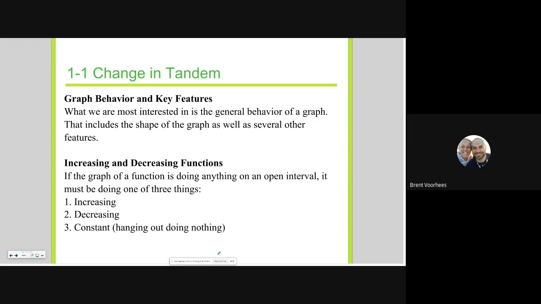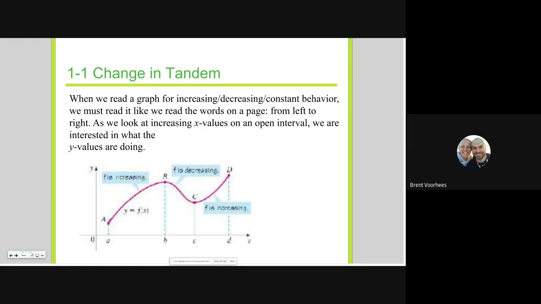All right, so some behavior key features. When we look at a graph, there are going to be some key features. Specifically, the graph might be increasing, decreasing, or constant. So let's talk about that now. A graph is increasing if, as you look left to right, the graph is going up. It's decreasing if, as you look left to right, it goes down. If it's flat, it would be considered constant on an interval. So this first example, it's increasing, decreasing, and increasing again.